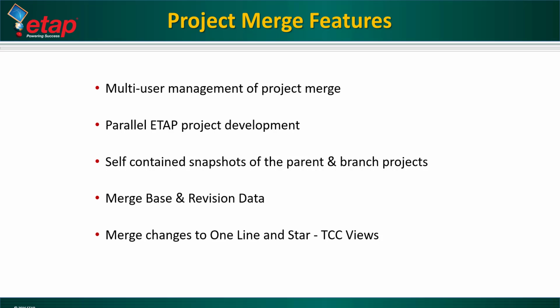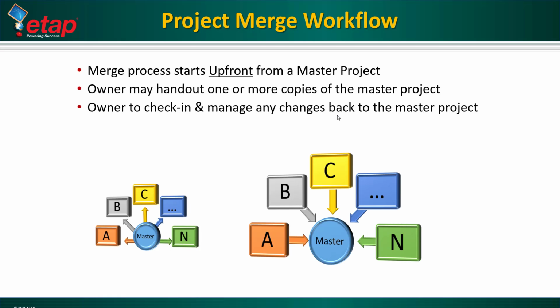Also, it has the ability to merge changes directly on the one-line diagram as well as the Star TCC views. So for any project merge that someone does arc flash analysis, they create typically TCCs to validate some of the fault clearing time values. You can merge all of this information into a self-contained project.